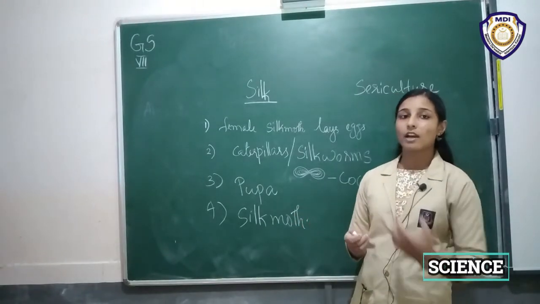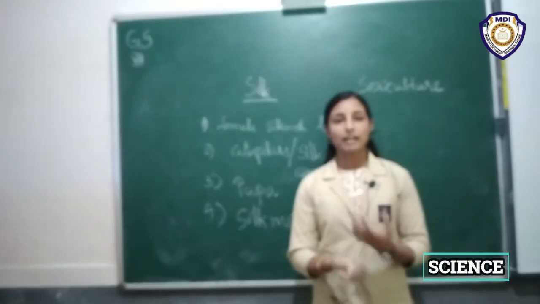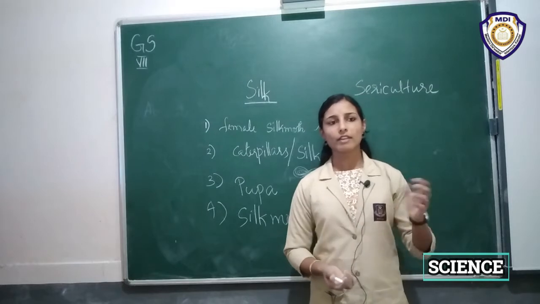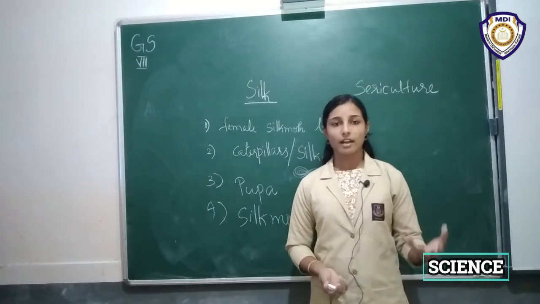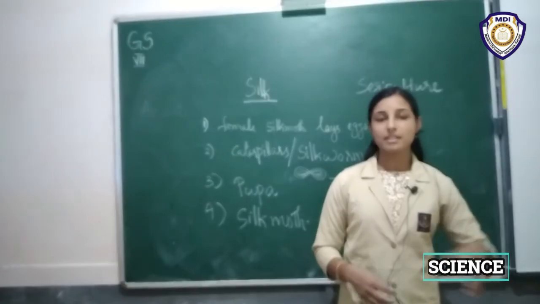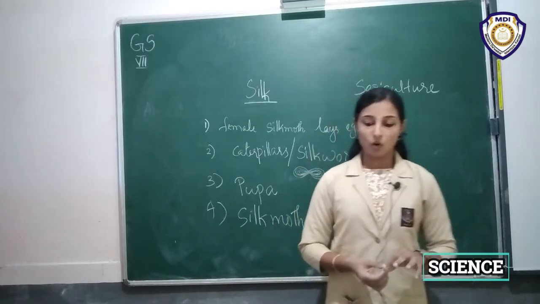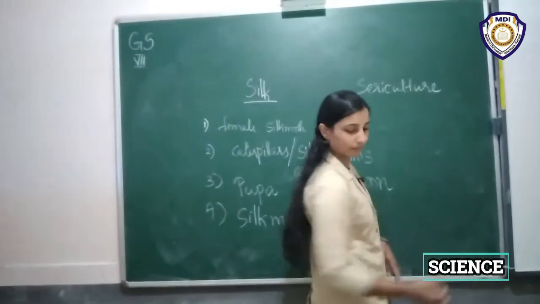Okay, so what we have to do? We have to expose this cocoon to sun or steam, or boil it. So when they expose it to steam or sun, what happens? The silk fibers separate out. This process is known as reeling of silk. That is reeling of silk.